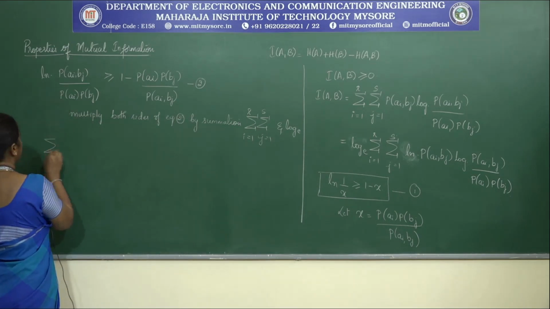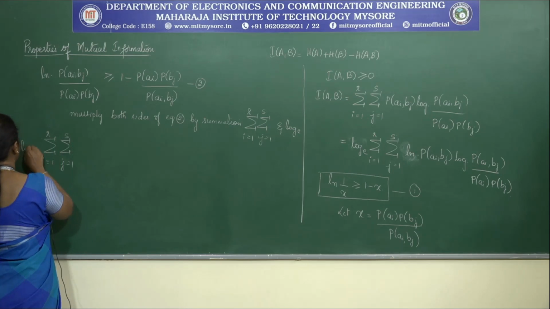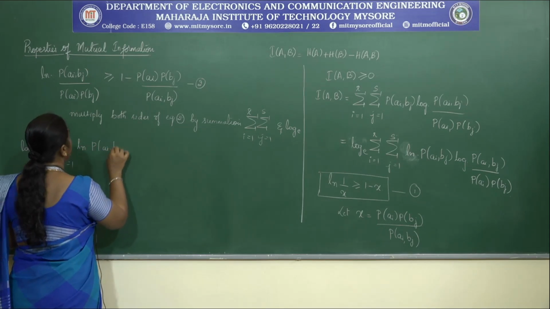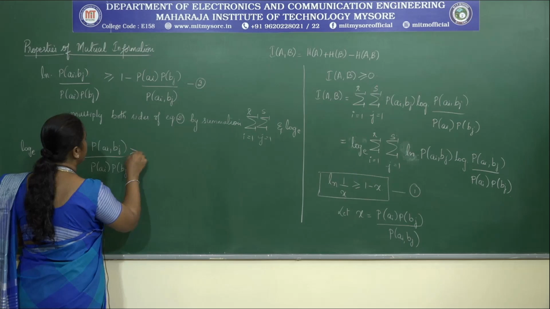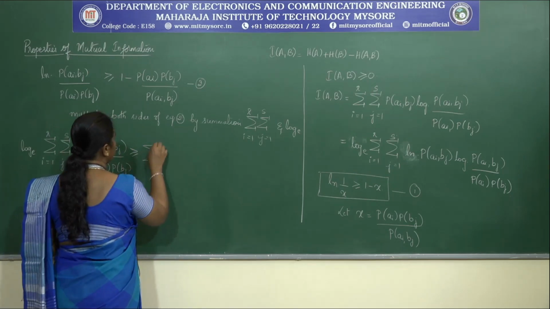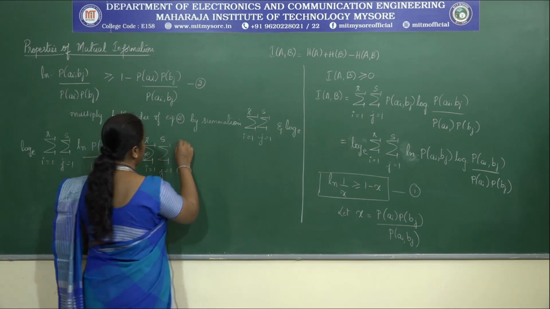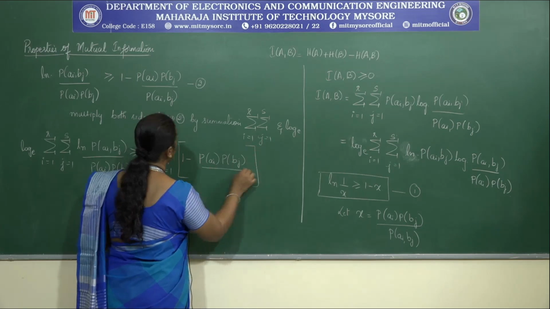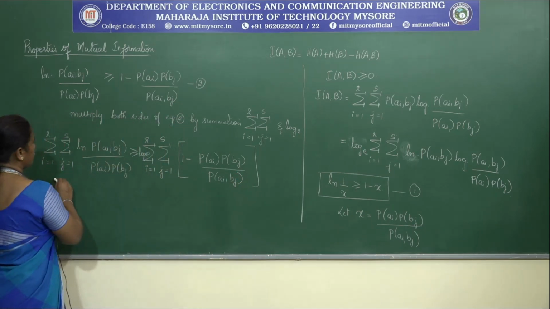So this equation gets simplified to summation of i is equal to 1 to r, j is equal to 1 to s, log to base e, ln of P of ai comma bj divided by P of ai into P of bj, greater than or equal to double summation, log e, i is equal to 1 to r, j is equal to 1 to s, 1 minus P of ai into P of bj divided by P of ai comma bj. Okay.